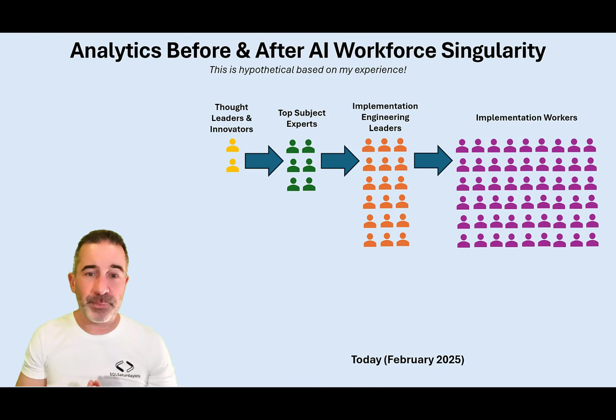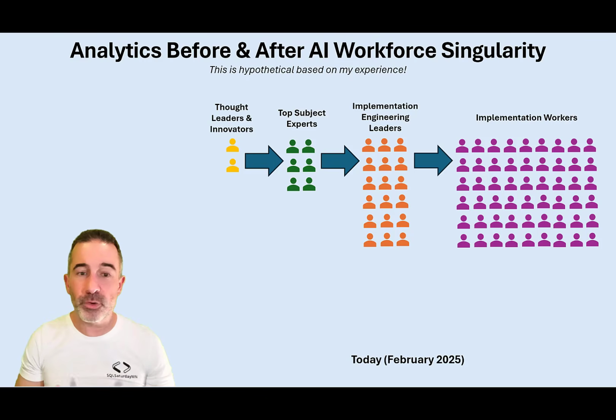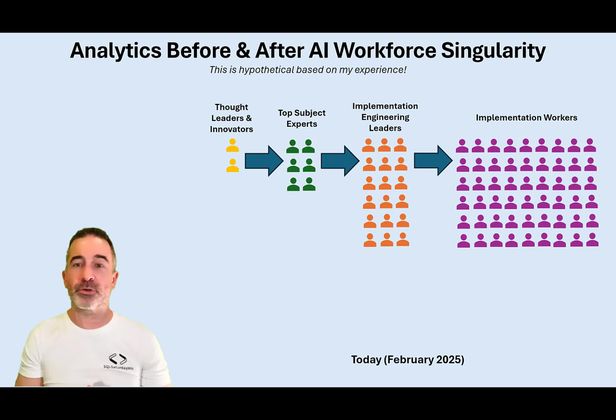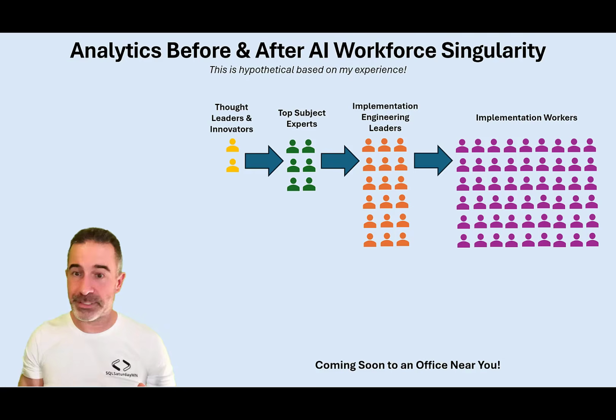Next up is implementation engineering leaders who work as lead architects, solution designers, and team leaders to take the technology and apply it to real-world use cases. Finally, the implementation workers who build things to spec from the implementation engineering leaders. What might AI mean for this diagram?